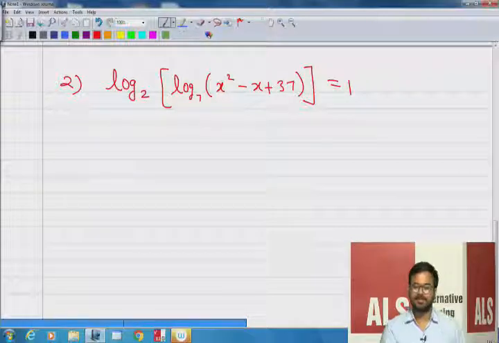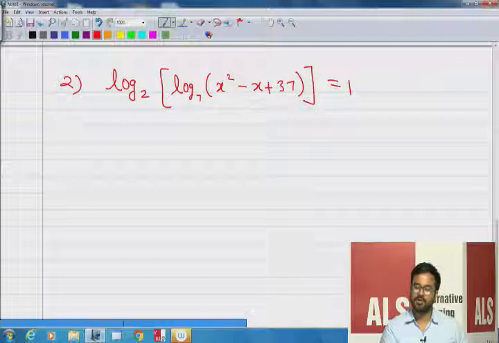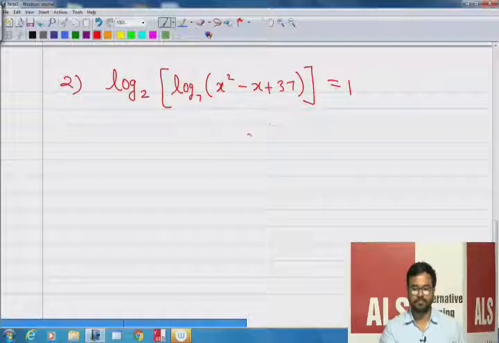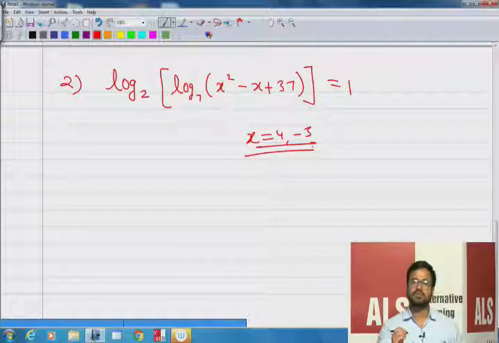That's correct. Either x is equal to 4 or x is equal to minus 3. You want me to solve this question, or shall we do another one?